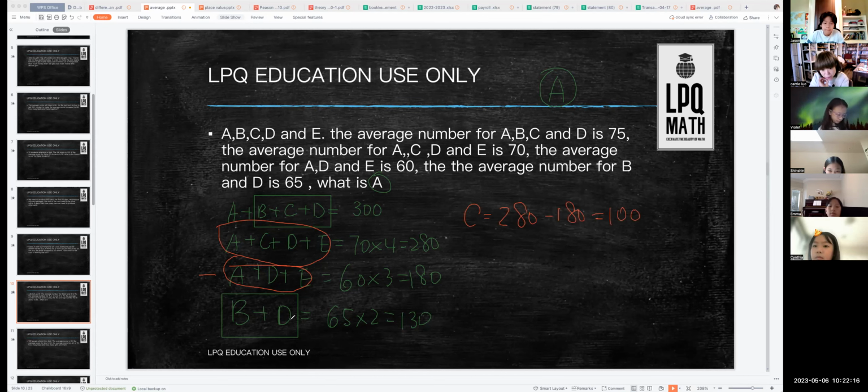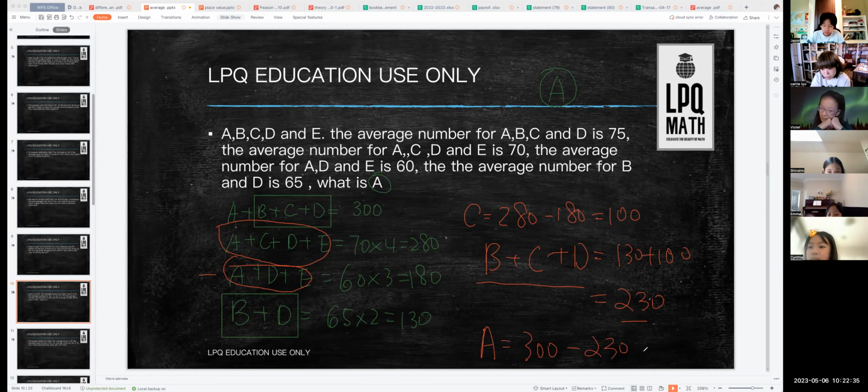Because B plus D equals 130, so B plus C plus D equals what? Equals 130 plus 100 equals 230. Because B, C, D equals 230 and A, B, C, D equals 300, so A equals 300 minus 230 equals 70. Congratulations, Margaret. Good job. Get it, everybody?